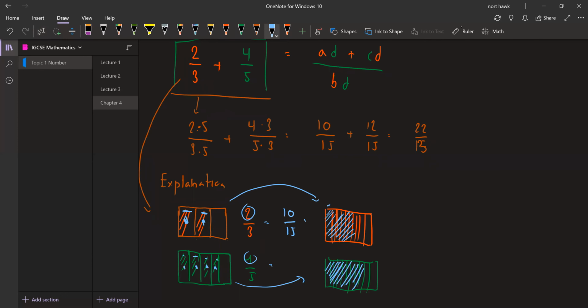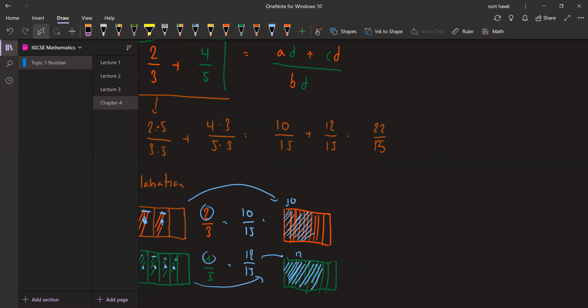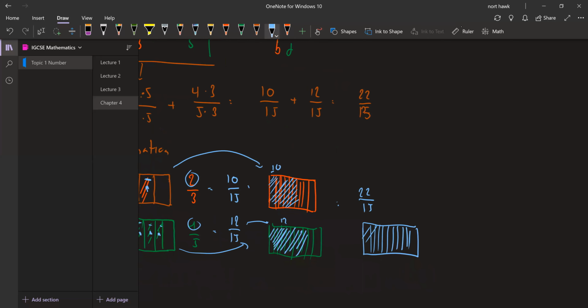Now this becomes 12 over 15. So there, we got 12 pieces here, and over here we got 10 pieces of equal length. So we can add them up now, and it becomes 22 over 15. There are only 15 places. So the same box right here, there are only 15 places, but all of them have been taken up already. So 15, and then plus another 7 pieces.